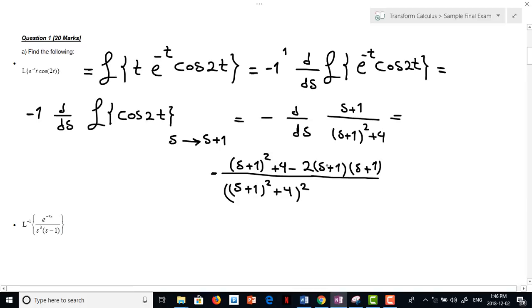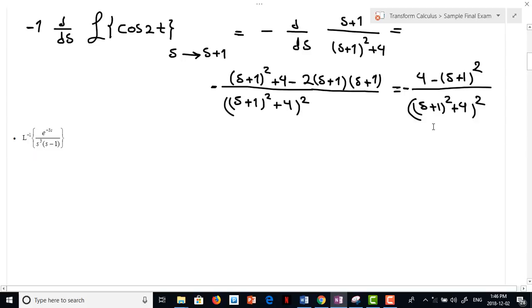this function, but in case you want to simplify it, you're going to end up with ((s plus 1) squared plus 4) to the power of 2 in the denominator, and in the numerator we have 4 minus (s plus 1) squared. So we could solve part A of question number 1.